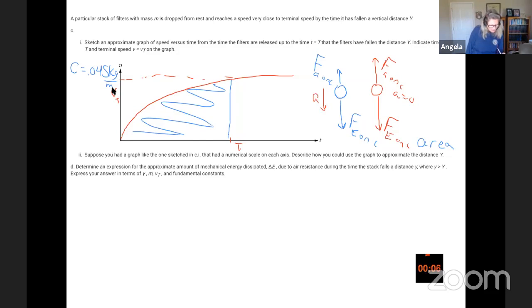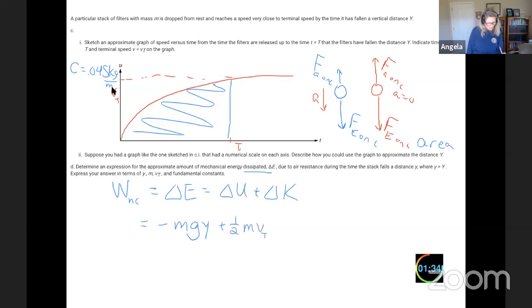Okay, determine an expression for the amount of mechanical energy dissipated. So what did we say at the beginning today? We said work done by a non-conservative force, and this is a dissipative force, so it's non-conservative, would be the change in potential plus the change in kinetic. As these coffee filters fall, they lose gravitational potential, so they lost mg y, where y is the distance, and they gain kinetic energy. So that's the work done by non-conservative forces.